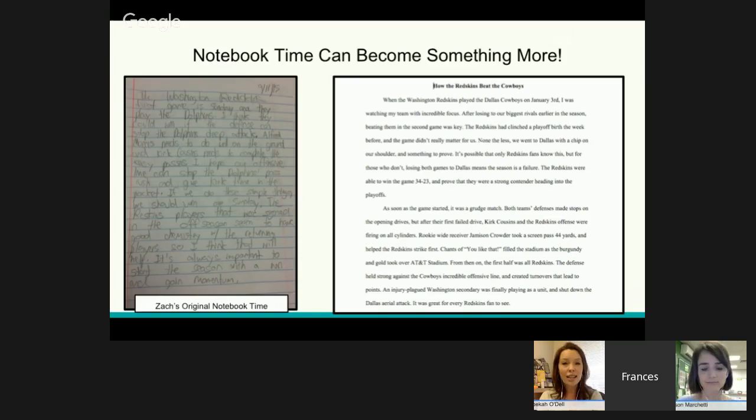Notebook time, though, can also become something more. I alluded to this a little bit earlier with Sydney and her sentence study, and I told you that she put it into her Catcher in the Rye character study of Holden. Sometimes notebook time does honestly give them things that they run with later.